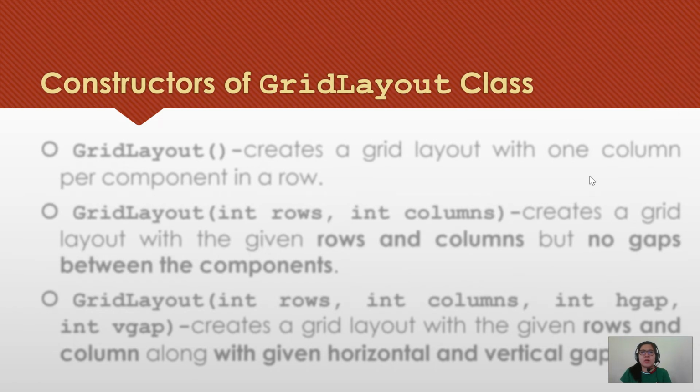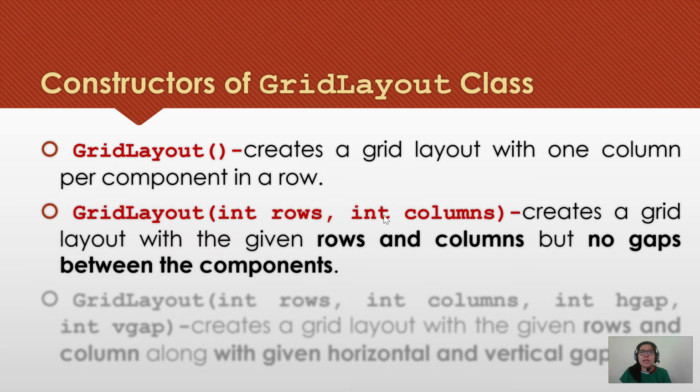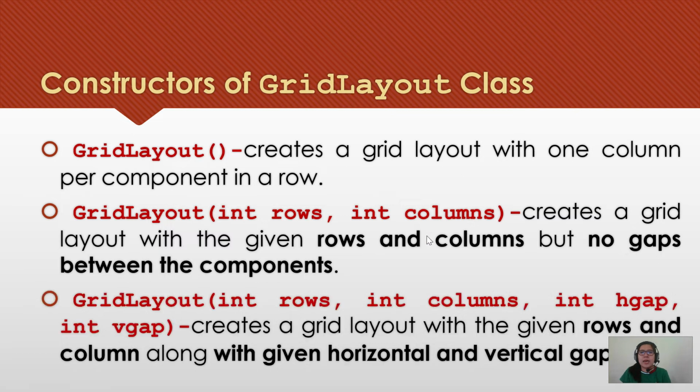We have the constructors of the GridLayout class. We have the first one, GridLayout with an empty parameter, which creates a GridLayout with 1 column per component in a row. Next, we have 2 integer values as the parameter, referring to the given rows and columns, but no gaps between the components. So the first parameter is the row and then the column. And lastly, if we have 4 parameters, the H gap and vertical gap are added again, the spaces between the components. So for now, let's apply FlowLayout, BorderLayout, and GridLayout.